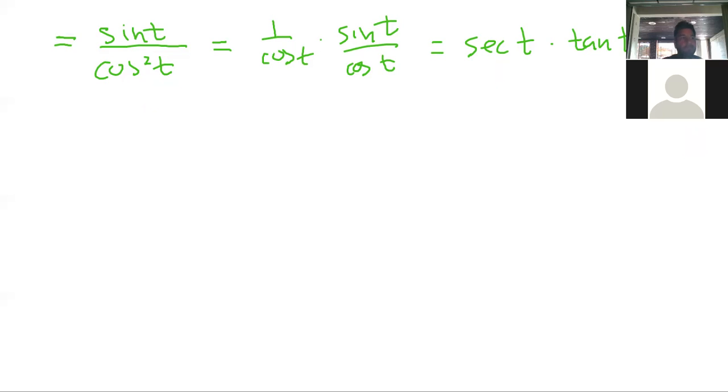Isn't that fun? Any questions, comments, concerns?